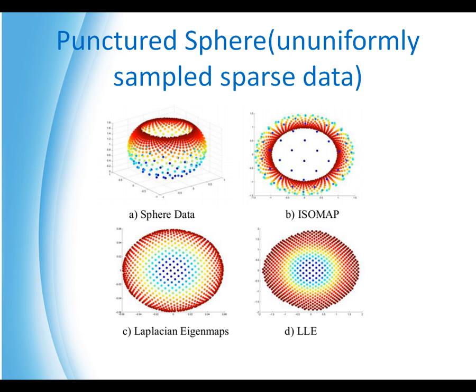Now we want to see how these algorithms work when the data is sparse. Let us take a sphere data, which has a punctured hole on its top, and the lower data are sparsely sampled and the top portions are densely sampled. As you can see, isomap totally fails here. However, Laplacian eigenmaps and LLE give pretty good results.